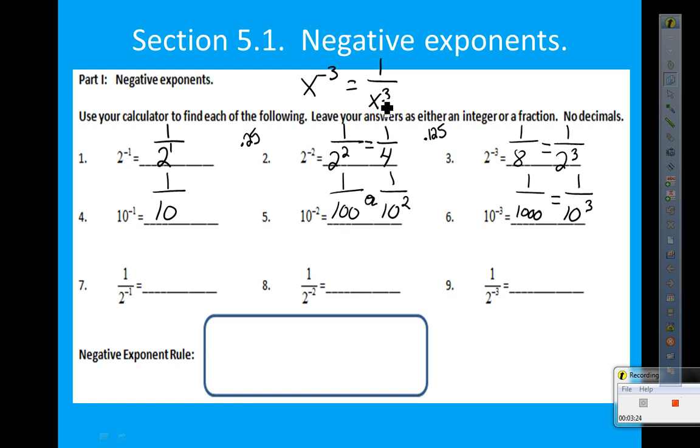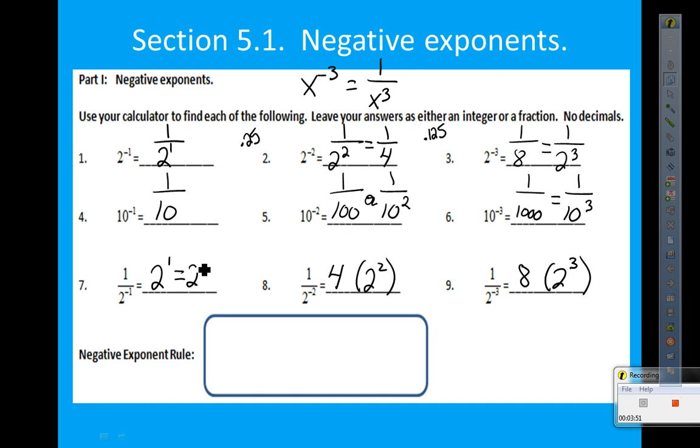But what if the negative exponent is in the denominator? Well, I had the class type in their calculator 1 divided by 2 to the negative 1. Well, this came out to be 2 to the 1st, which is just 2. This came out to be 4, which is 2 squared. And this came out to be 8, which is also 2 to the 3rd. So here's what I need you to notice. Notice that when we had a negative exponent, if we want to get rid of it, put it in the denominator. If it's already in the denominator, bring it up.